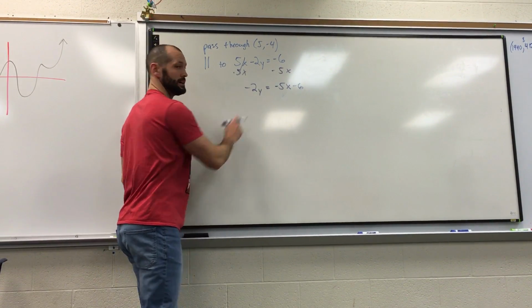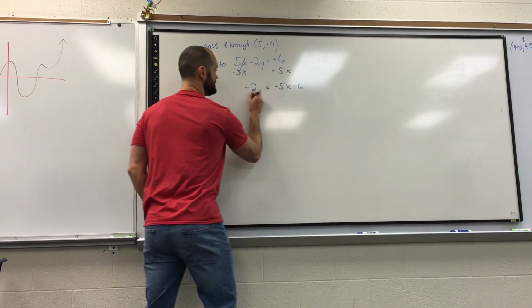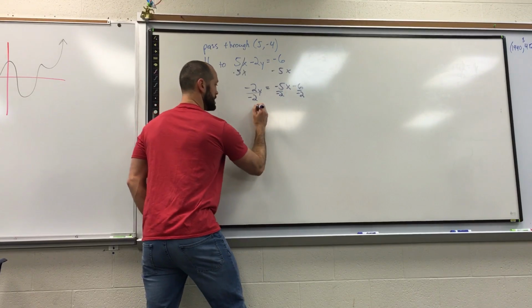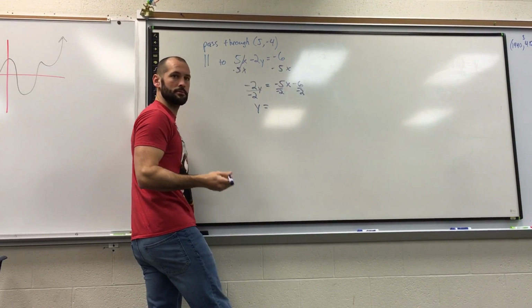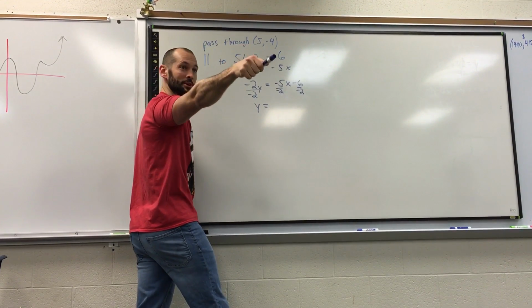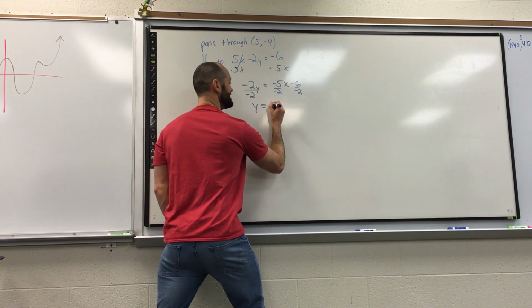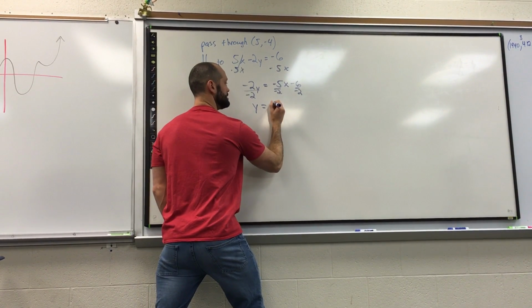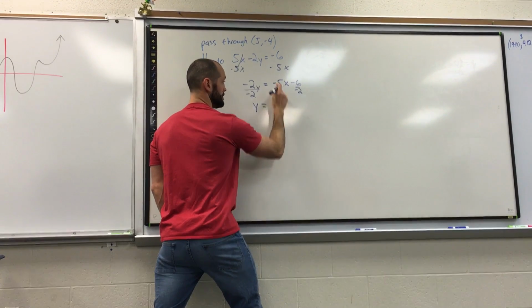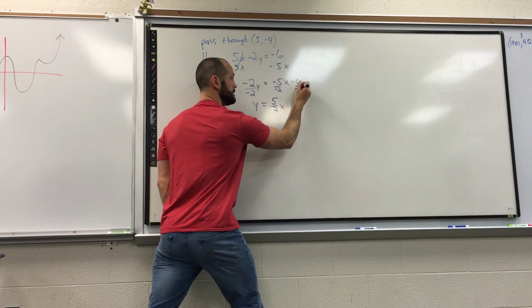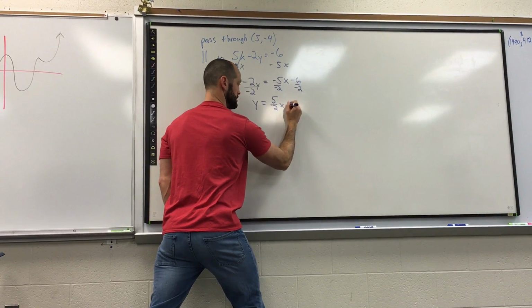Well, we're trying to get the y alone. I'll divide everything by negative 2. So when I divide everything by negative 2, what do we come up with? Y equals negative 5 over 2x, right? Well, if they're both negative, it becomes 5 over 2x, and then plus 3.